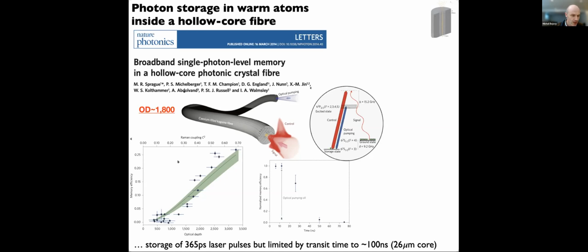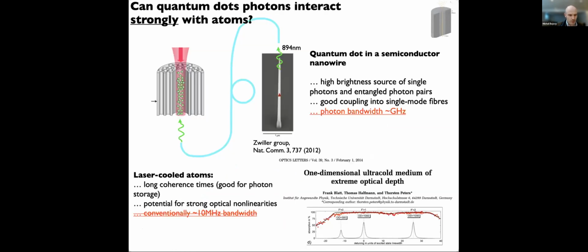So this was good news, but of course the storage time in these memories is limited by the transit time of the atom through this 20 micron diameter core. Because the atoms are moving, once they hit the wall, they forget if they were storing any photons. So this was a limitation. Here we are aiming to do this with laser cooled atoms.